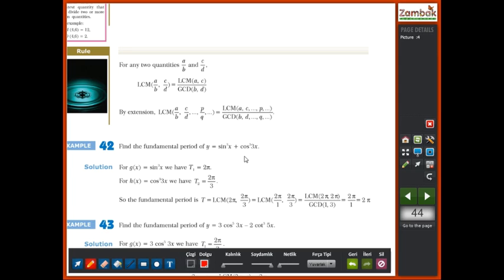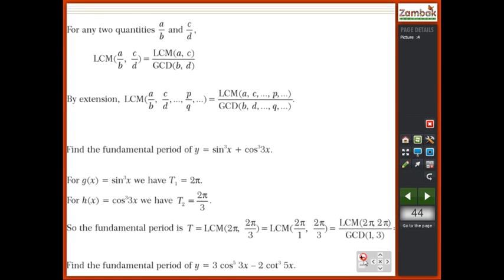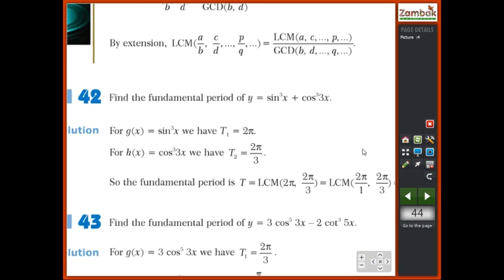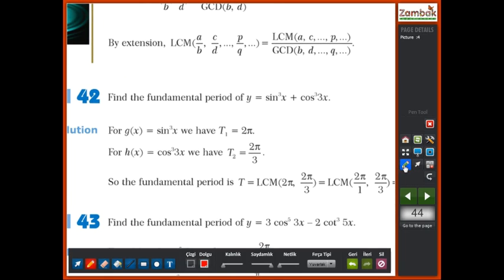Now on the example, as you see, we have this one. The period of the first function, as the degree is odd, is 2 pi, and for the period of this function, as the degree is odd, we have to divide 2 pi by 3. These two are the periods of these two functions, sine cube x and cosine cube 3x.